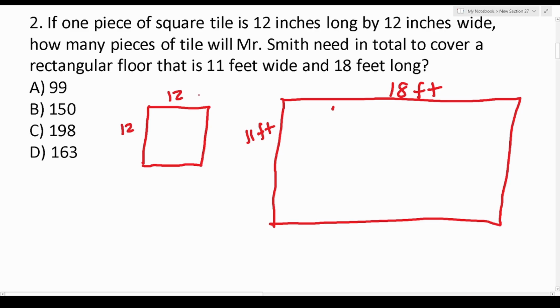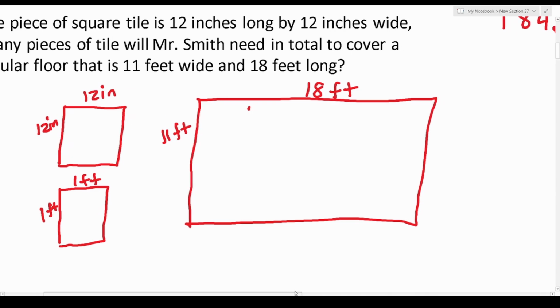Okay, the very first thing that you should notice is that whereas the dimensions of the tile are given in terms of inches, the dimensions of the floor space are given in terms of feet. So in order to do this one accurately, we're going to want to either convert these feet to inches or these inches to feet. And thankfully enough, it's very easy to convert these inches to feet because, as you should know, there are 12 inches in 1 foot. So this piece of tile is 1 foot by 1 foot. Okay? And we want to figure out how many of these pieces of tile will fit in this floor space.